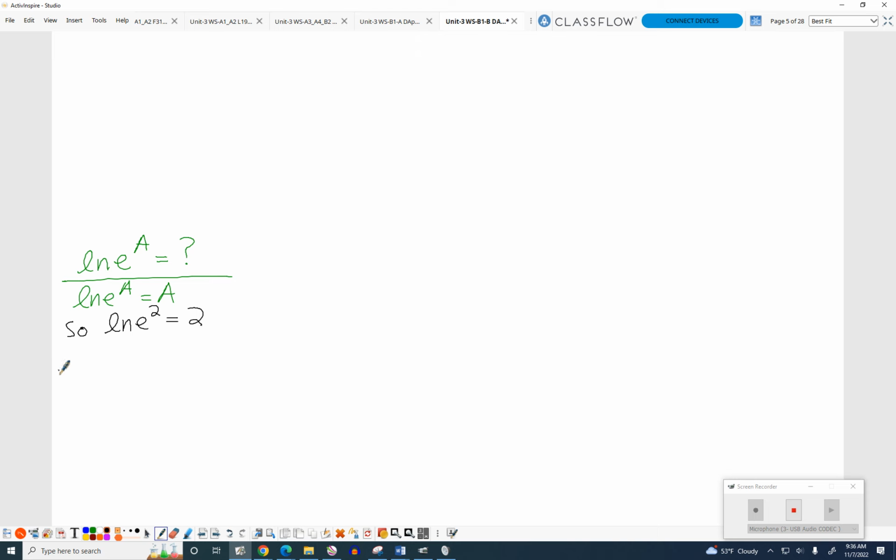Now the next one follows the pattern, but you have to remind yourself that natural log of e to the first is just natural log of e. So natural log of e is simply 1. We keep following the pattern. So next one would be natural log of e to the 0 power. But e to the 0 power is 1 itself. So that's just natural log of 1. Hence, natural log of 1 is 0.